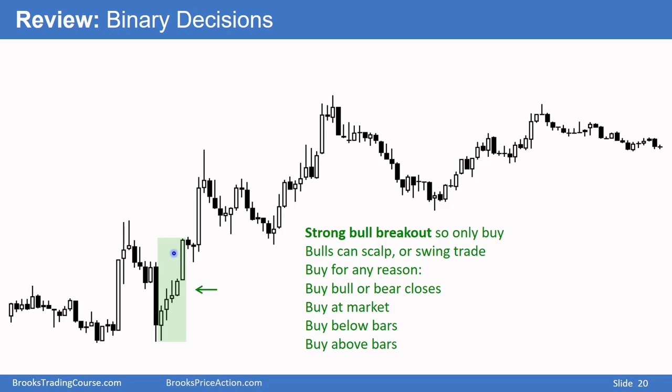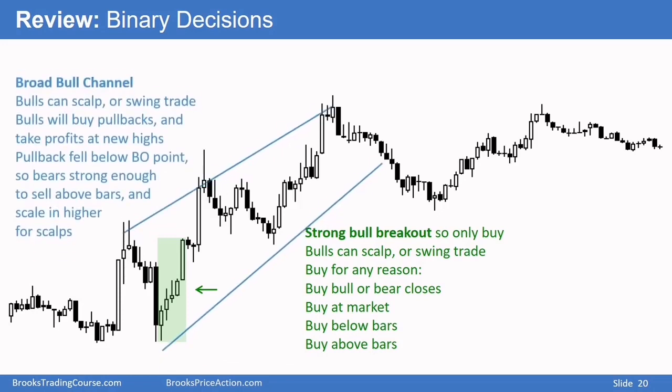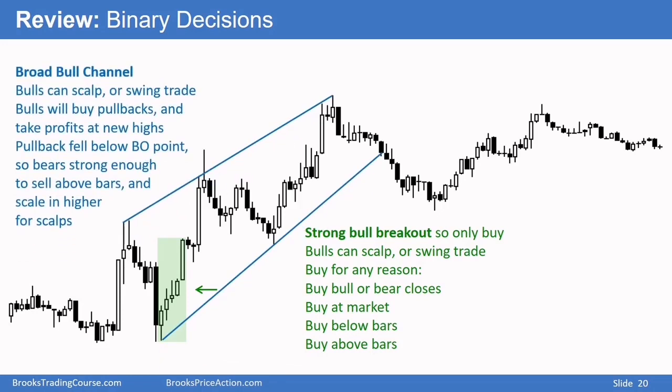So a strong bull breakout, I only want to look to buy. And I can scalp or swing, and I buy for any reason. I buy bull closes, I buy at the market, I buy above bars, I buy above this bar, I buy below bars, below that bar, betting that the bear reversal will fail. And then the market converted into a fairly broad bear channel. This sell-off is strong enough, so some traders would say it's always in short. This sell-off lasted 15, 20 bars.